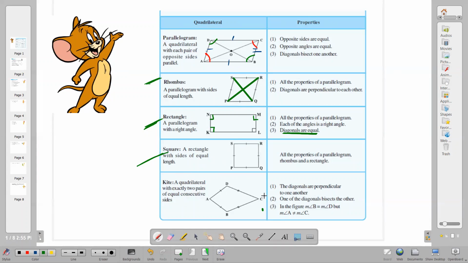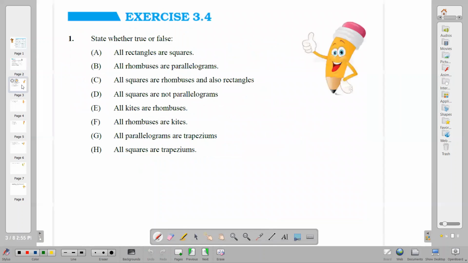Now, what is the kite? The diagonals are perpendicular to each other. Diagonals perpendicular है यहाँ पे. And second thing, the adjacent sides are equal. Okay. Next, let's move on to our exercise.